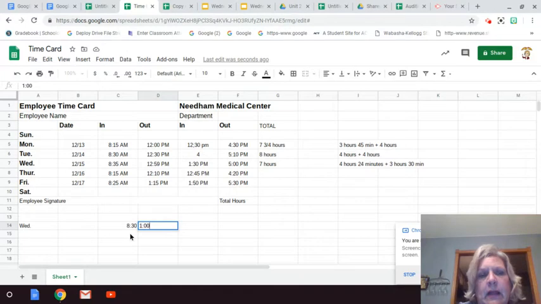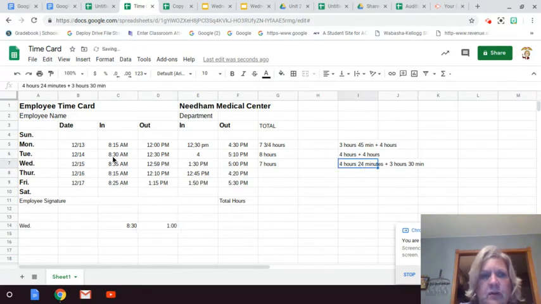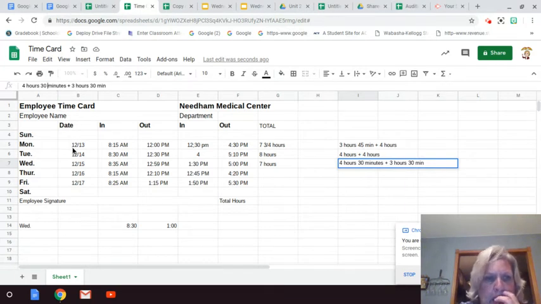And now they're going to calculate from here. So let's see, 8:30, 9:30, 10:30, 11:30, 12:30. That's 4 hours, and then 30 more minutes. So 4 hours instead of 4 hours 24 that I had, they're actually going to figure and pay you for 4 hours 30 minutes. And now for the afternoon, let's see. We went from 1:30 till 5. So again, that was 3 hours and 30 minutes.